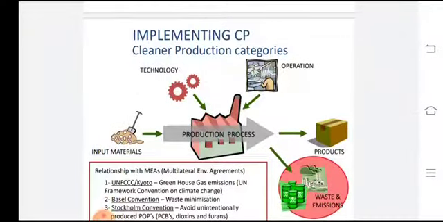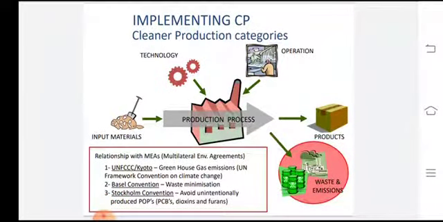So if you see here, these are the different sections, starting from the input material on the left. Then we have production processes with the help of technology being added, with the help of operational systems being used, and then in the end we will be getting products, and we are also getting the waste and emissions. So this is a very comprehensive demonstration of an industrial system, a mechanism, how things are working in an industry.